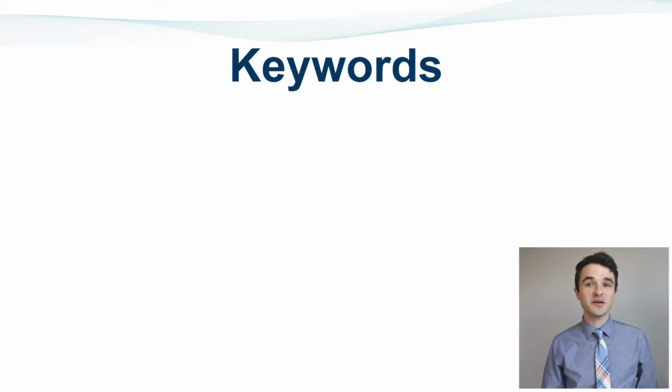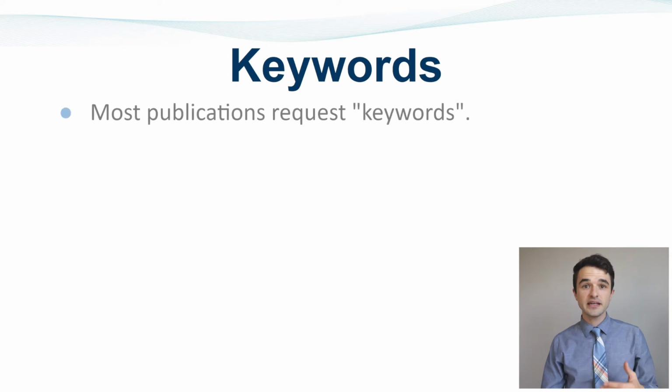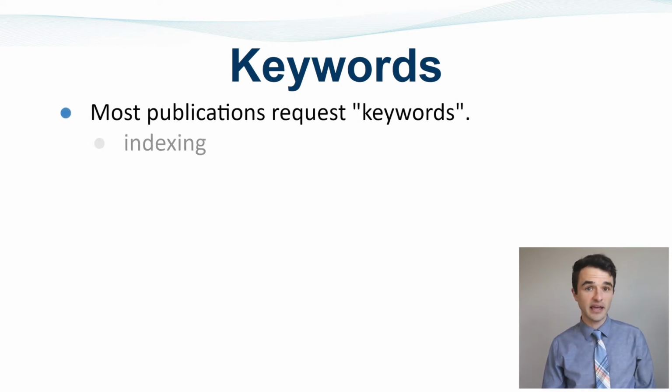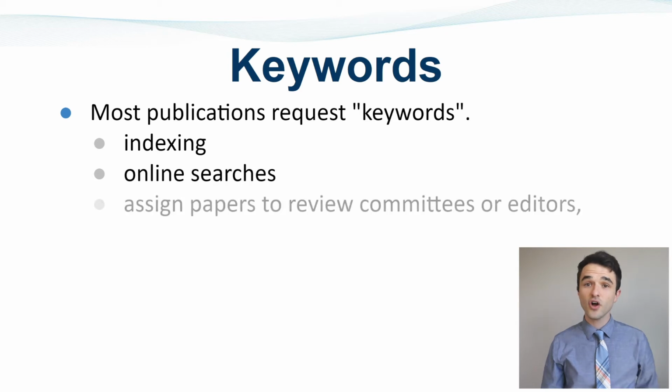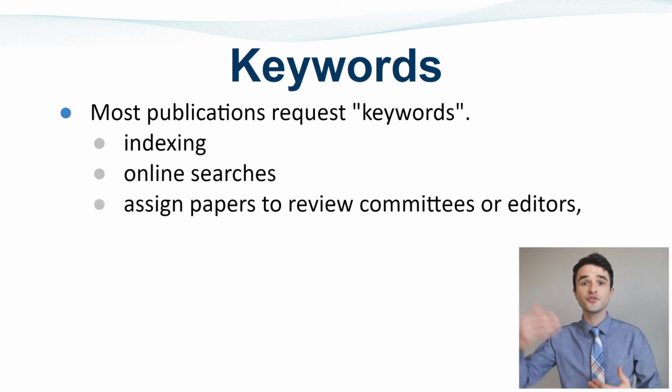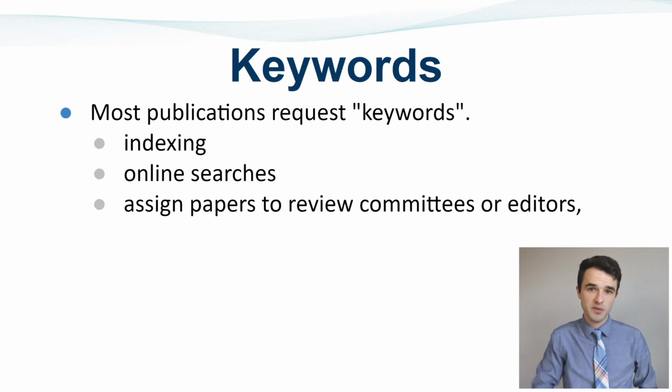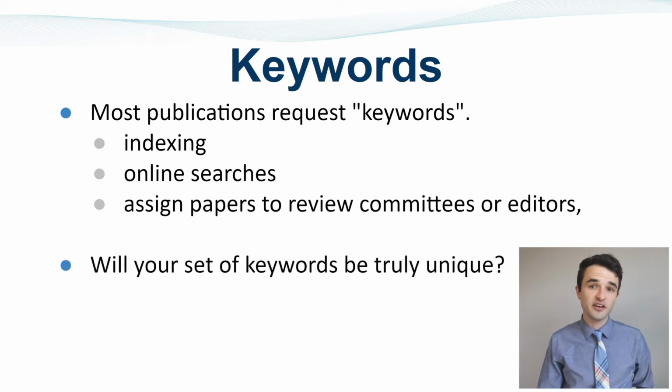Our next section is about keywords. These keywords are the most important and relevant phrases and words in your research. These keywords are used in indexing and online searches. They are also used to assign papers to review committees, so the people reviewing your paper are the ones with the most relevant experience in your field. Will your set of keywords be truly unique? This is a good question, and the simple answer is probably not. And that is because if you used all unique words, your paper may never be found in a search engine.